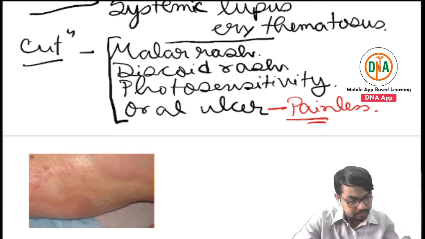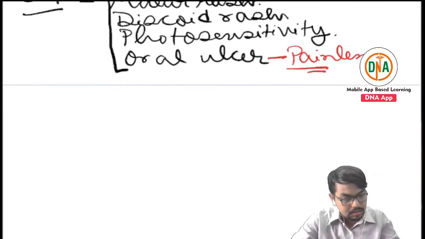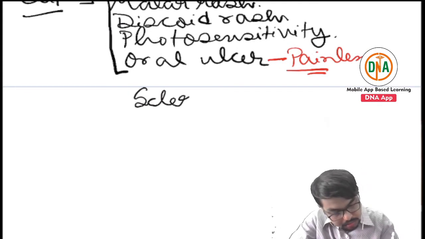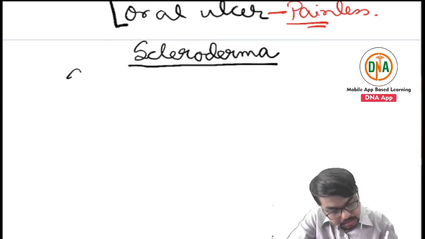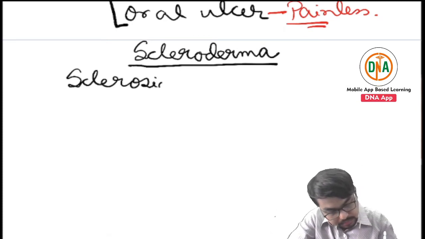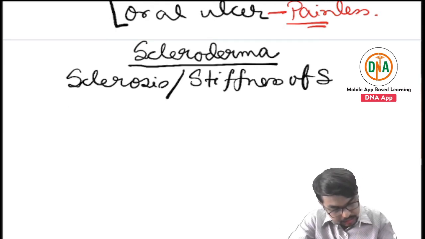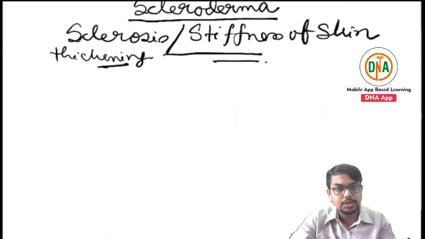Okay, next what we will discuss is scleroderma. After LE we will discuss scleroderma. What is scleroderma? It is sclerosis or stiffness of skin, thickening. Skin gets thickened, hence stiff.